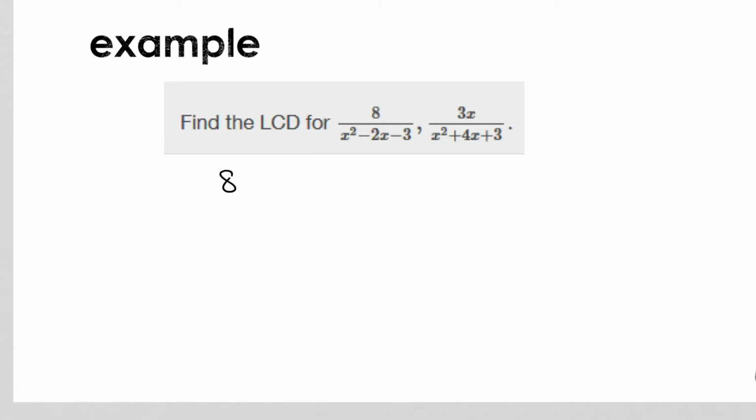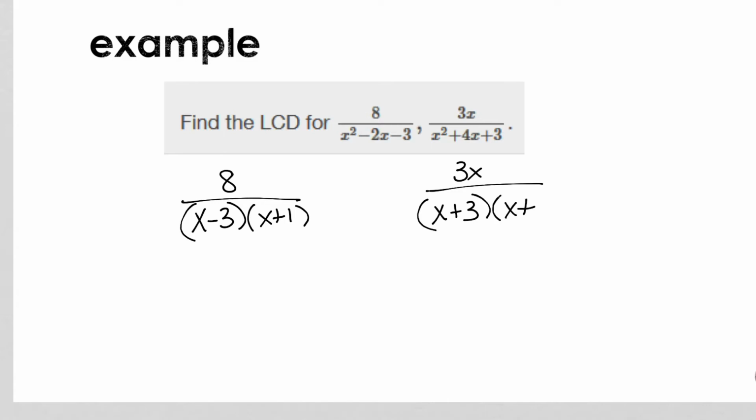So we're going to factor the denominator, and the one on the left factors to be x minus 3, x plus 1. The one on the right factors to be x plus 3, x plus 1. Now, notice that they both have an x plus 1, okay? That's cool. So our LCD will have an x plus 1 in it. Now, this one has an x minus 3, but this one doesn't. This one has an x plus 3, this one doesn't. But you have to have at least one of every single factor that's listed, okay?